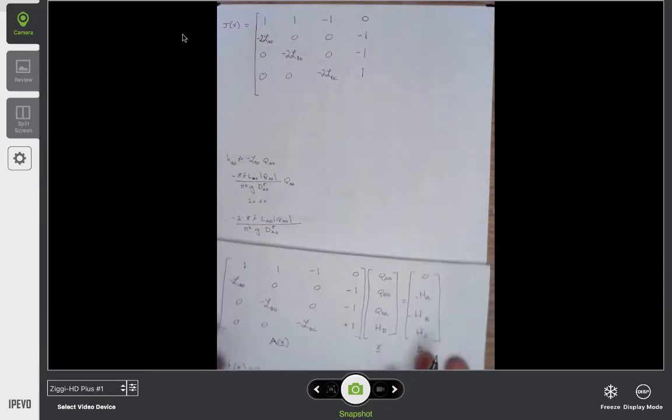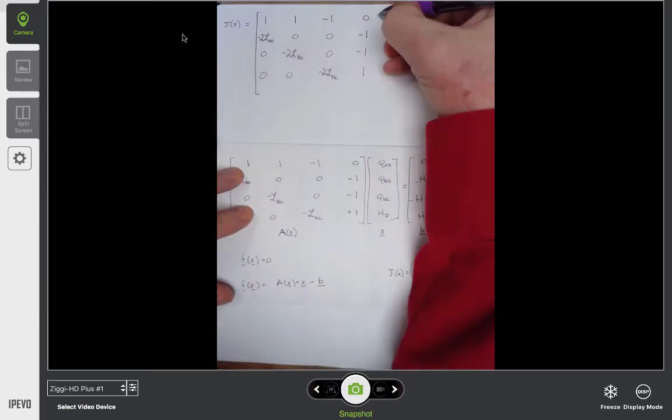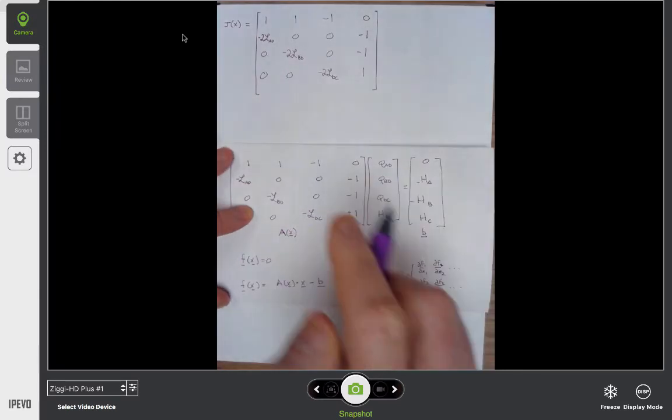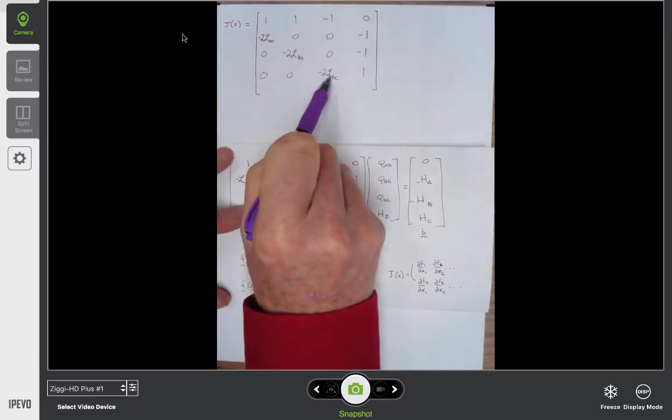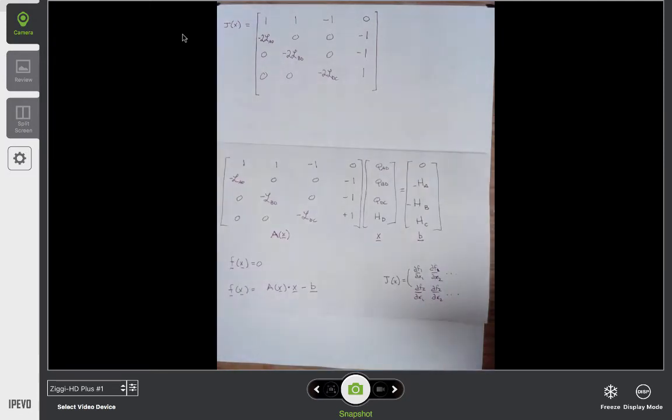And that is my Jacobian of the matrix A for any particular x. And bear in mind that these L's depend on the value of x, so the Jacobian will change from term to term to term.